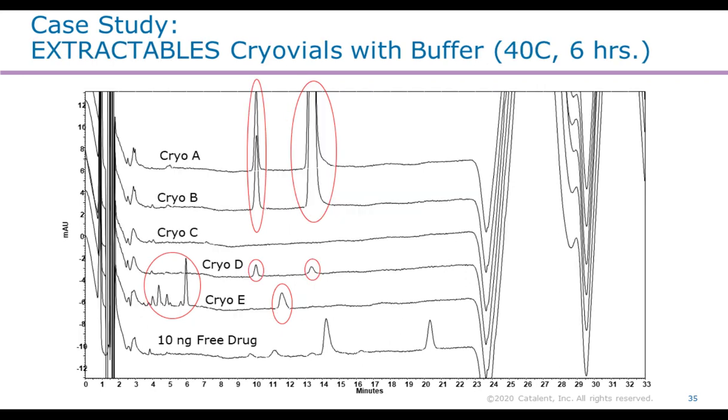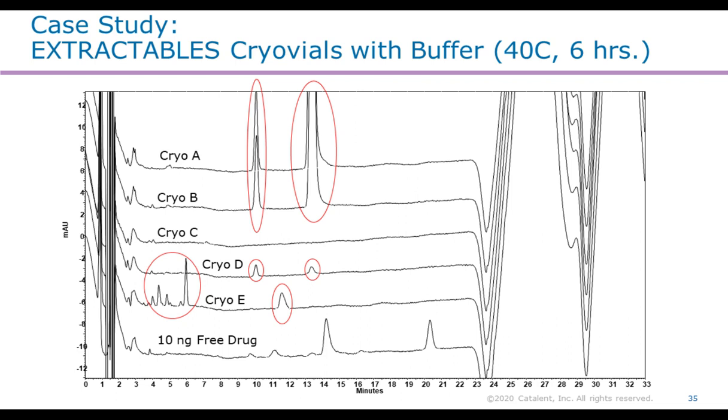And here, finally, we have extractable conditions at 40 degrees C for 6 hours. This temperature is commonly used during stability studies for up to 3 months as an accelerated condition and is used to predict molecule stability over a longer period of time at lower temperature storage. Extraction shows significant increases in peak intensities for vial A and B. Vials D and E show modest increases in the same peaks seen at 5 degrees C.